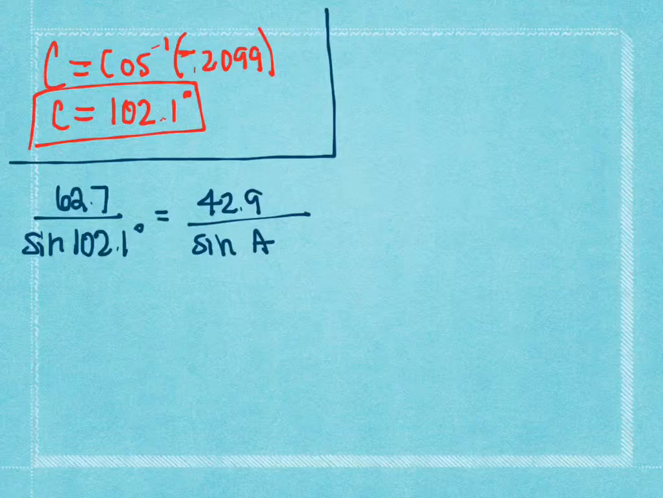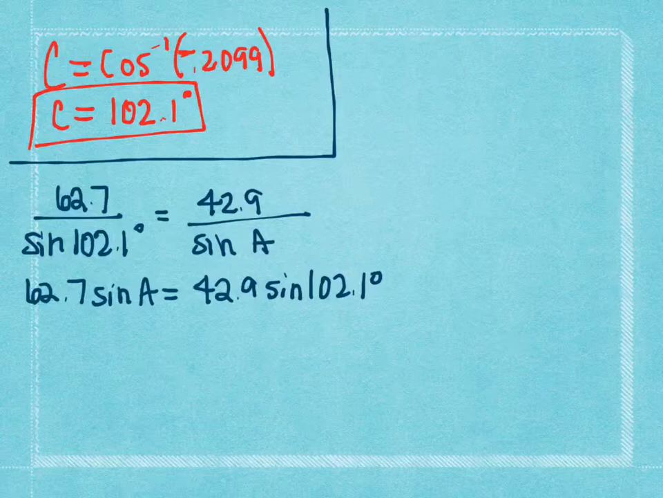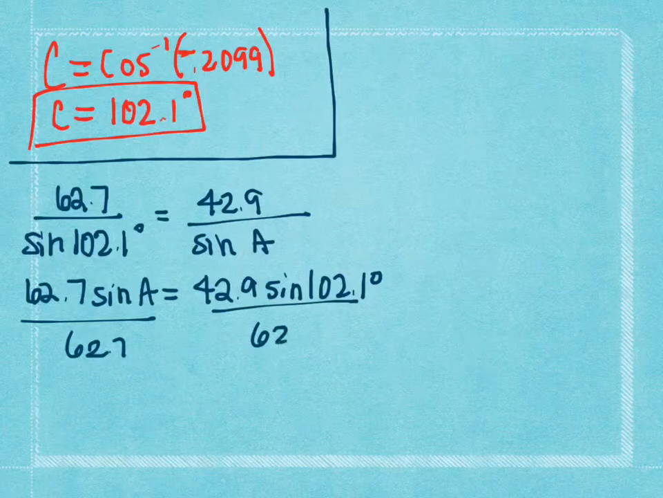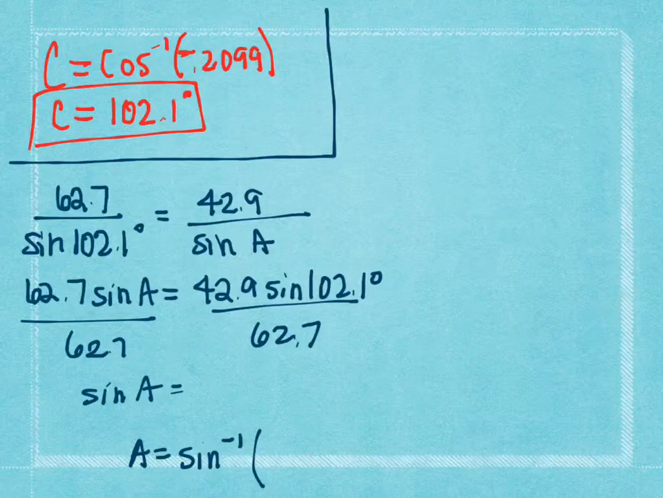All right, so we're going to cross multiply like we did before, right? 62.7 sine A equals 42.9 sine of 102.1 degrees. We'll divide by the 62.7. And then we'll do our inverse sine. Sorry, I just saw the time and we're just a touch over. I apologize. Let's finish this so that we've said we finished it.